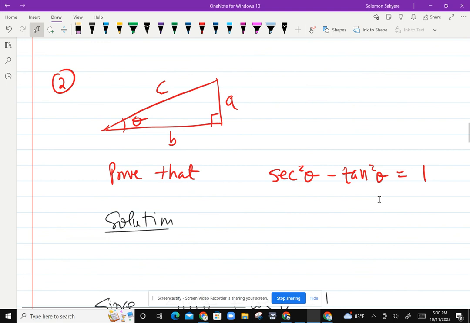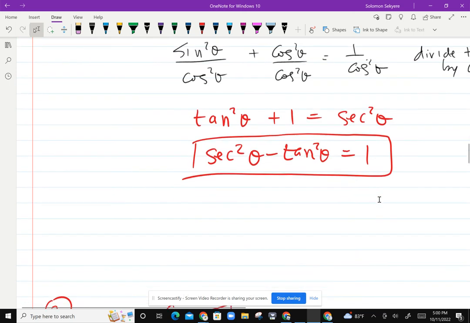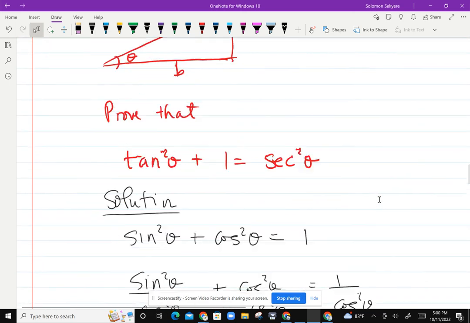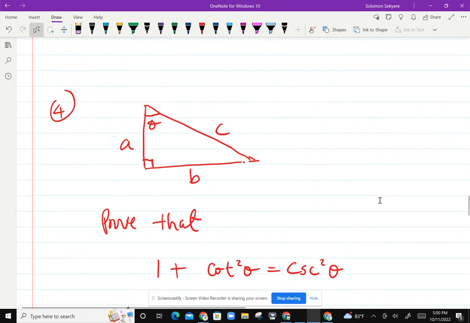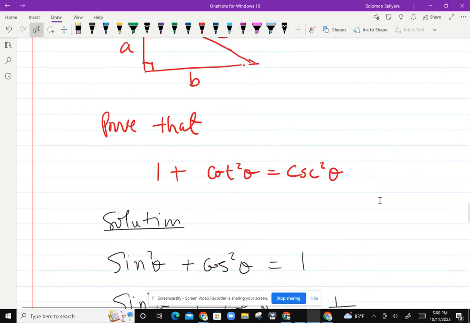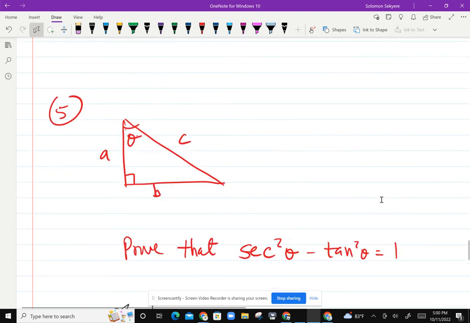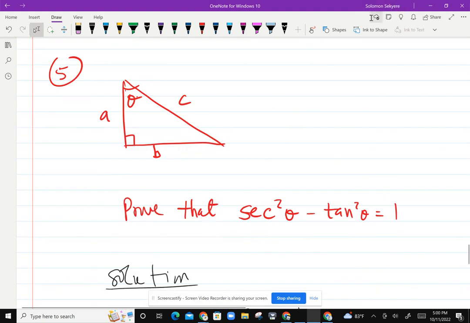That's your first one. Prove that sec squared theta minus tan squared theta equals 1. Okay? All these are related to the first proof. Prove this one too. Prove that one too. And then finally, prove that one too. Okay? All right. Let me know if you have any questions.